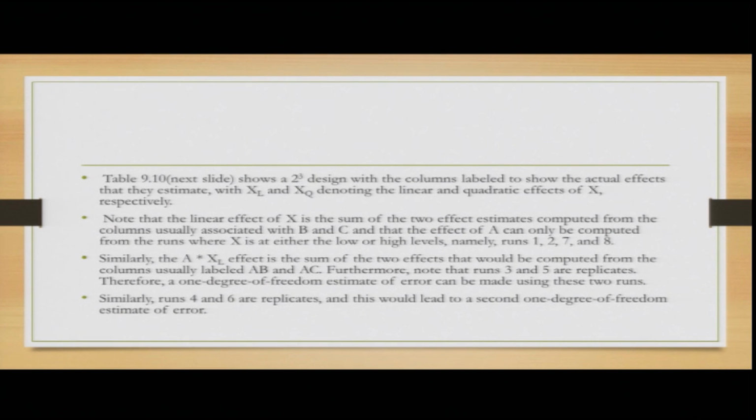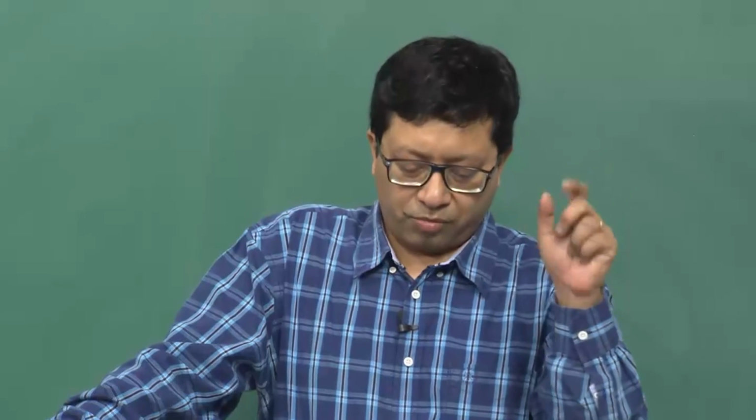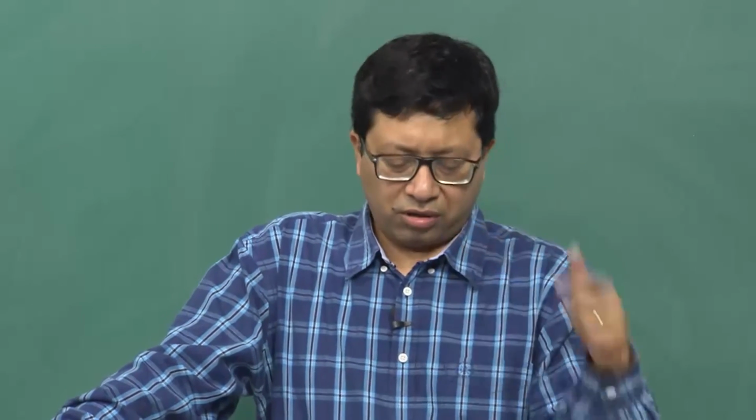The next slide would show the 2 to the power 3 design with the columns labeled to show the actual effects. Note that the effect of x is the sum of 2 effect estimates computed from the columns. Similarly, you will basically have A to the power xl, A to the power xm, A to the power xn, based on which you will find other combinations. I will come to that later on.